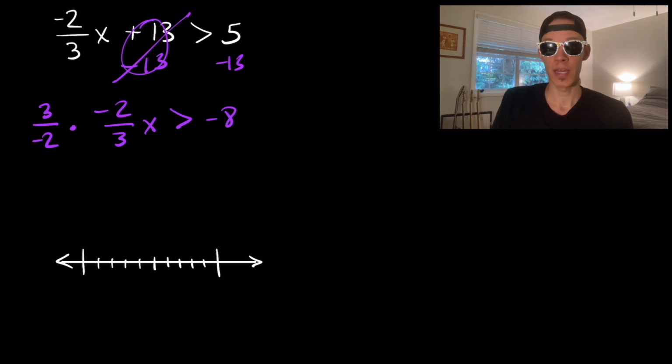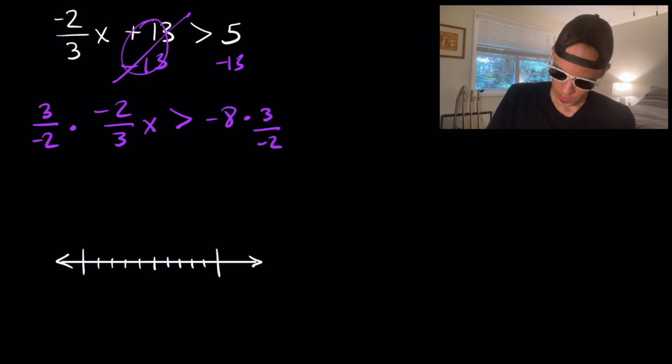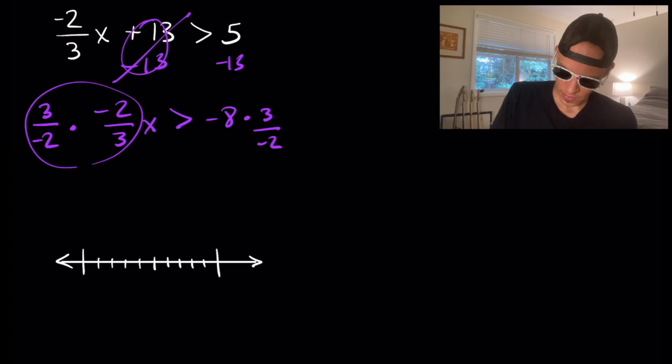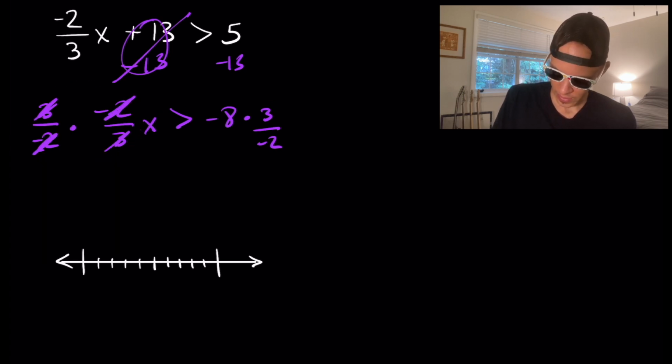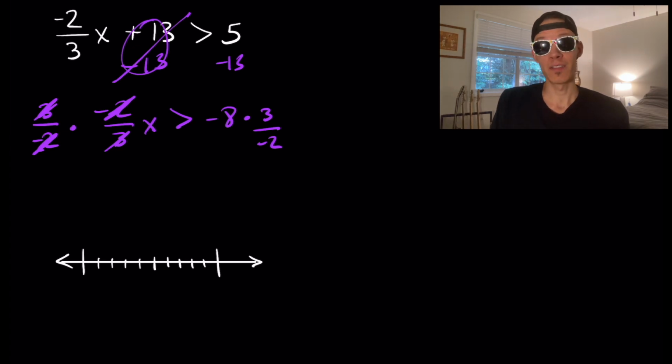Doesn't matter where I put the negative as long as there's only one. It can go in the numerator, the top number, or the denominator, the bottom number. So I'll do that over here, 3 over negative 2. So on the left side here, the negative 2's will cancel out, the 3's will cancel out. And remember, we multiplied by a negative number. Yeah, it was a fraction, but still, we multiplied by a negative number. So that means our sign is going to flip.